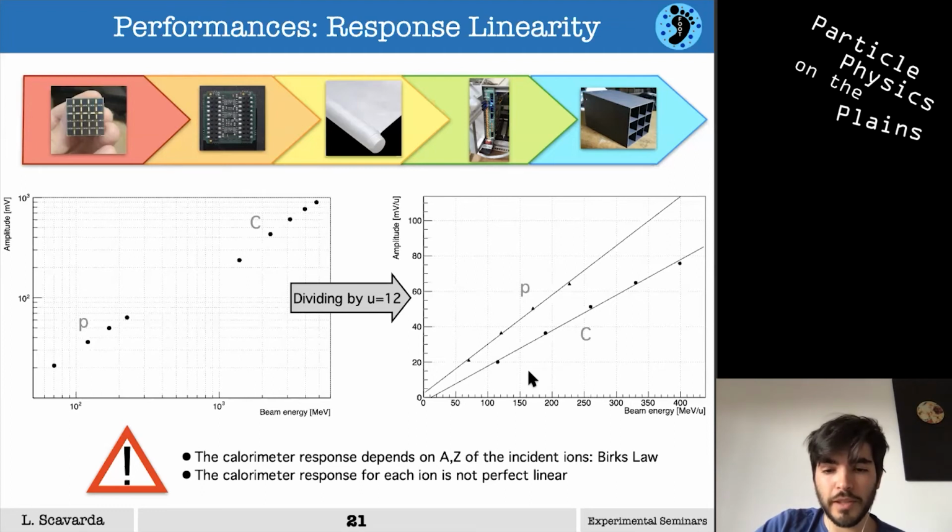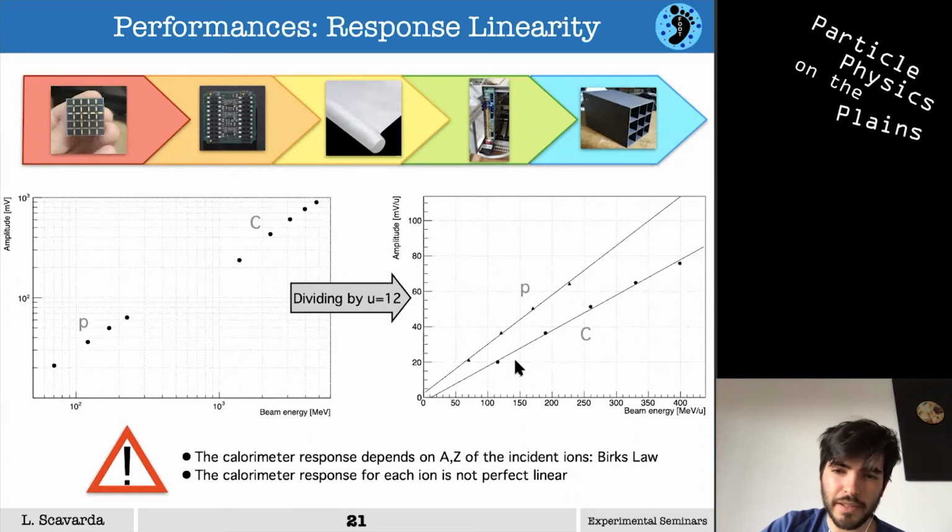For example, from the detector in front of us, the top wall, the plastic scintillator, because the top wall can give us the zeta of the particle from the energy loss in the scintillator bars. So from the zeta of the particle, in principle, we could distinguish between different ions, but more tests will be needed for this study. And the second thing is the calorimeter response for each different ion is not perfectly linear, in particular if you look at the carbon points.